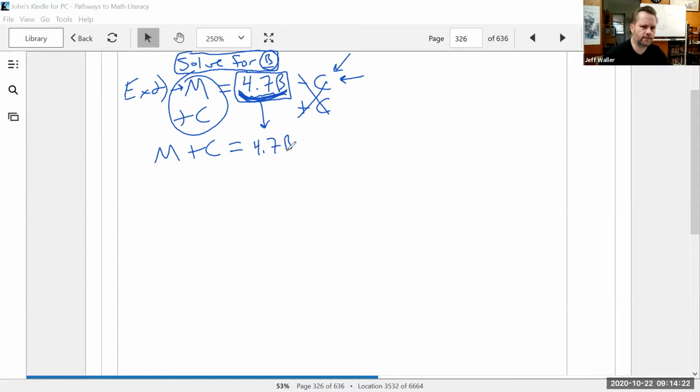And then the last thing I need to do is get B by itself. He's not by himself because of the 4.7. Divide it. Yes, it's currently multiplying, so I'm going to divide. So I cancel the operation. So I do that to both sides. So I get B equals M plus C over 4.7.